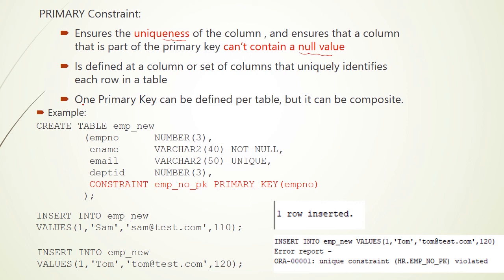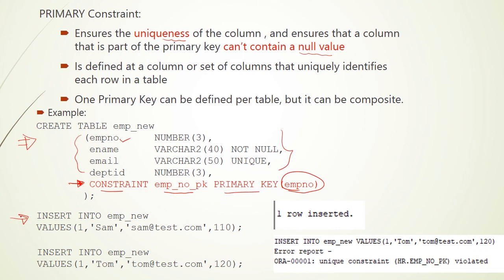You can create only one primary key per table, but the primary key can be composite. For example, you can create a primary key on 2 columns in a table. This is called a composite primary key. Let's have a look at this example to create a primary key. Create table emp_new. This is the definition of the columns. And here we define a constraint, name of the constraint, primary key on column emp number, which is this column. So here we define a primary key on the emp number column.